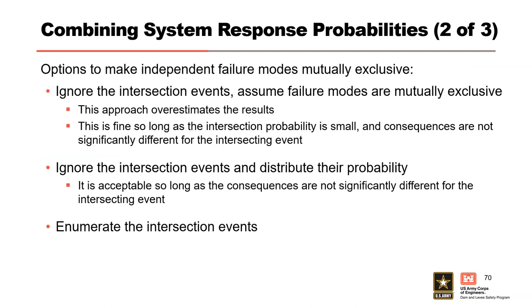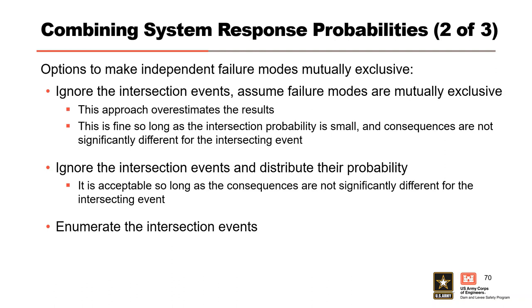The first option is to simply ignore the intersection events and assume failure modes are mutually exclusive. If we do this, we will overestimate the result by some amount, but that's fine so long as the intersection probability is small and the consequences are not significantly different for the intersecting event.